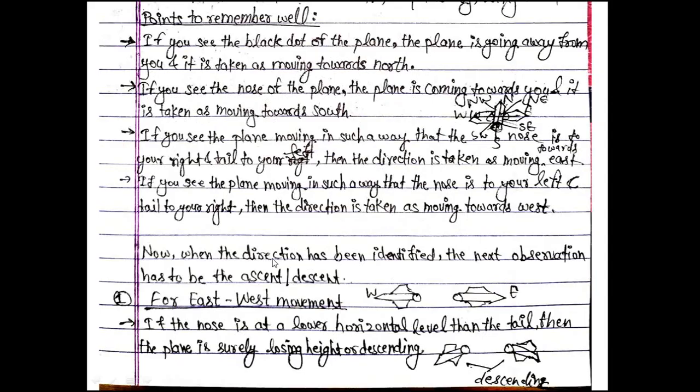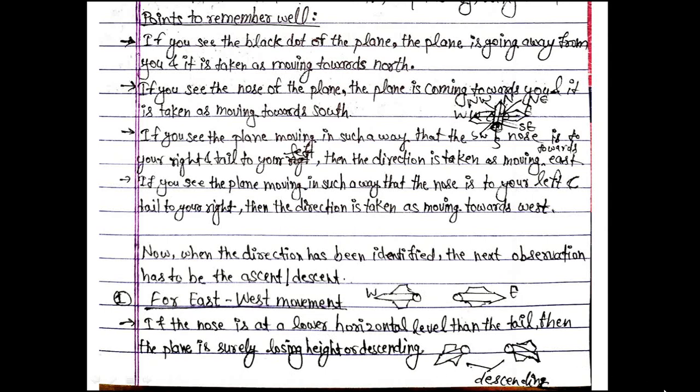Now when the direction has been identified, the next observation has to be the ascent or descent, which means whether your plane is climbing up, gaining height, or losing height. For east and west movement, this is the west movement of your aircraft and this is the east movement.